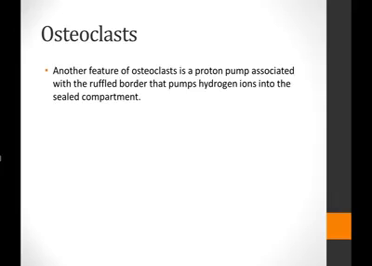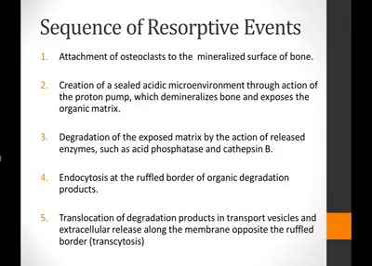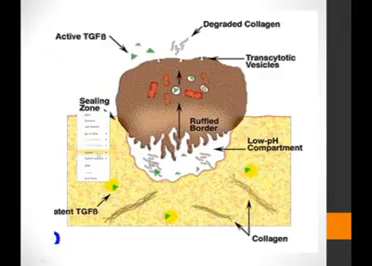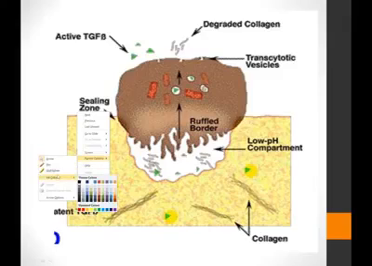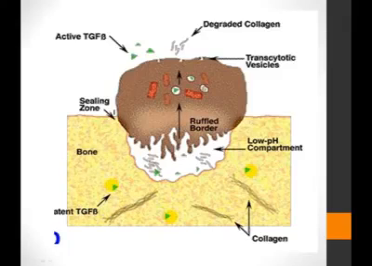This pump basically pumps hydrogen into the sealed compartment. Which sealed compartment? Let me show you. The sealed compartment that the sealing zone has basically created. ठीक है, जब आपका ऑस्टियोक्लास्ट आके अटैच होता है with your bone surface, it creates or it seals the ruffled border against the mineralized, the resorbing bone surface, the mineralized bone or the future mineralized resorbing bone surface.